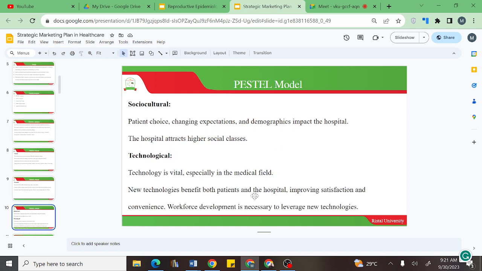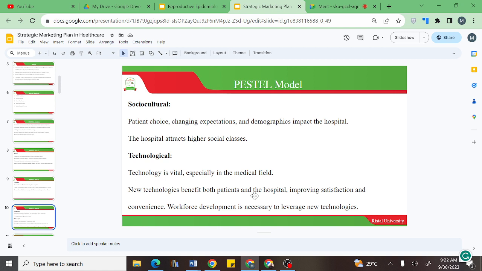And then you look at the social-cultural dynamics. In this, you're looking at the patient choice, changing expectations, demographics, and how they impact on the healthcare organization. Okay, usually high-end hospitals will attract higher social classes. And then you look at T, which is basically technology. Technology is very, very important in healthcare organizations.